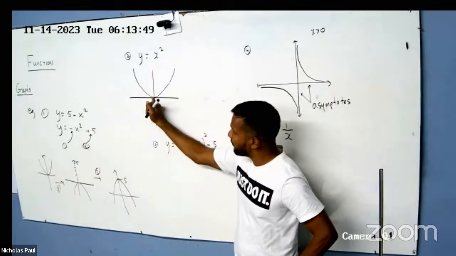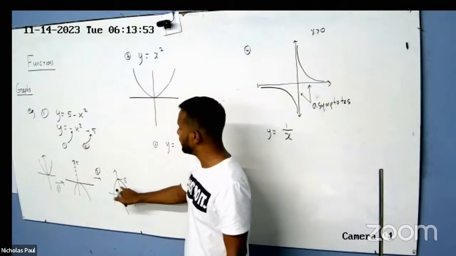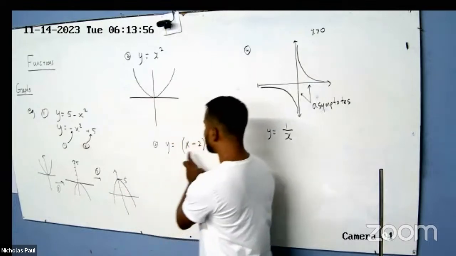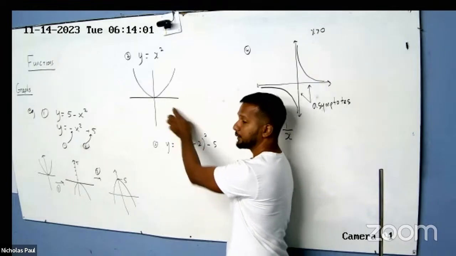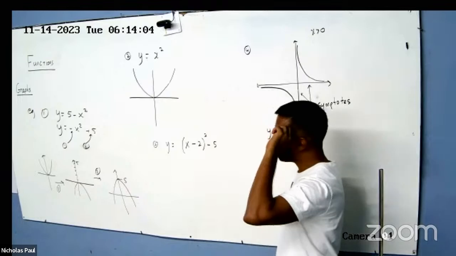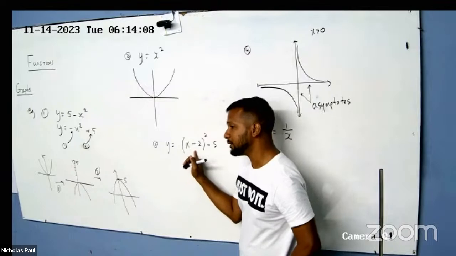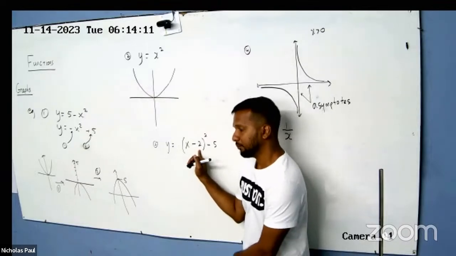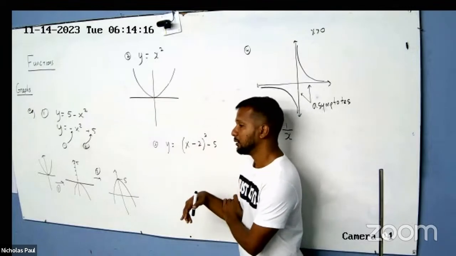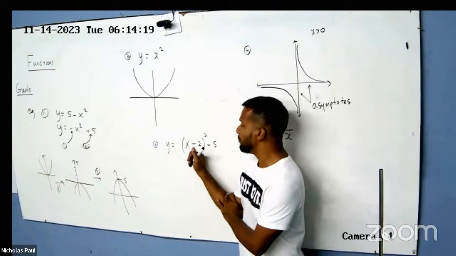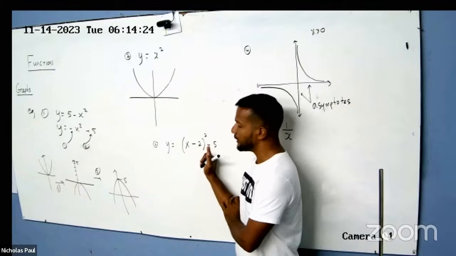So I have been shifting the point 0, 0. In the first example, I shifted the point 0, 0 to 0, 5. You have to show me what the shift would be here. What will be the point? Plot that point in your graph. So this minus 2 means what? 2 to the right. Let me just say it. When it's inside the brackets, the minus means to the right. When it's outside the bracket, the minus means down.